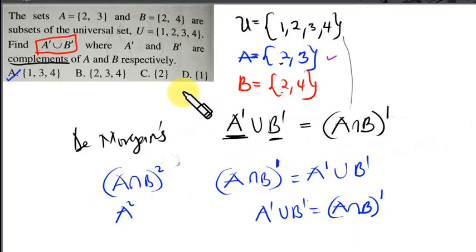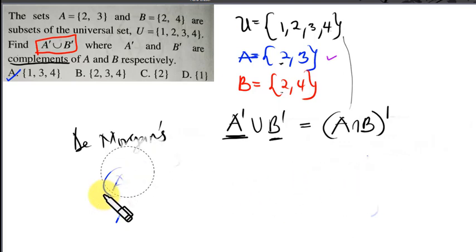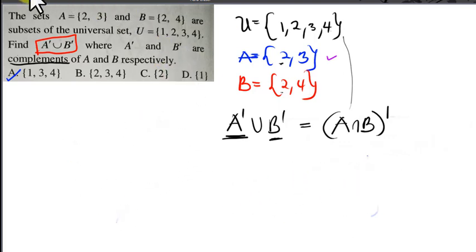So why am I using De Morgan's law? I'm using De Morgan's law because I can see that the question gave me the set A and the set B. The question asked me to find A complement union B complement. I do not want to find two new sets. No, I don't want to do that. I just want to use the sets that were given to me.